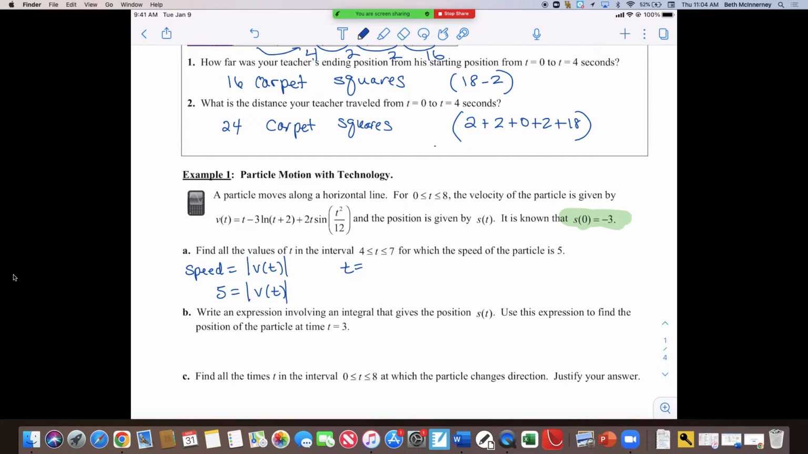I got two places. I got t is 5.621, and it doesn't say the time units. Typically it's seconds. And then I got t was 6.520.